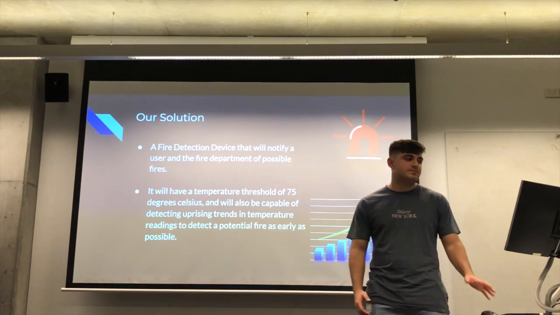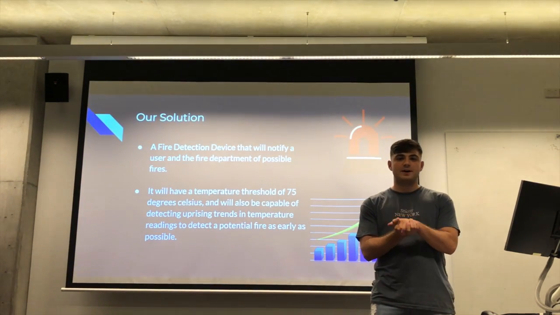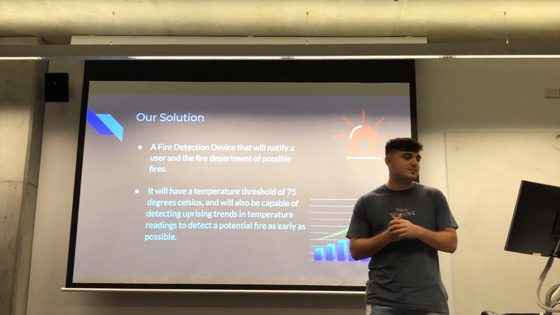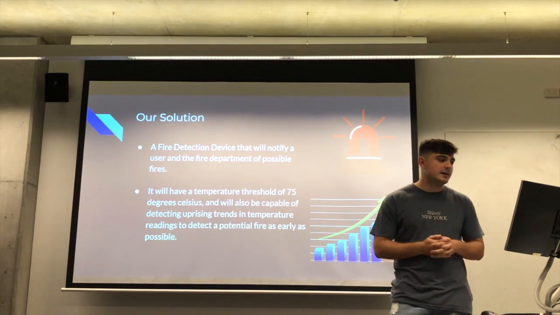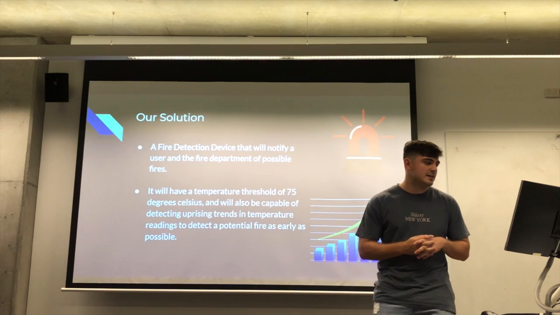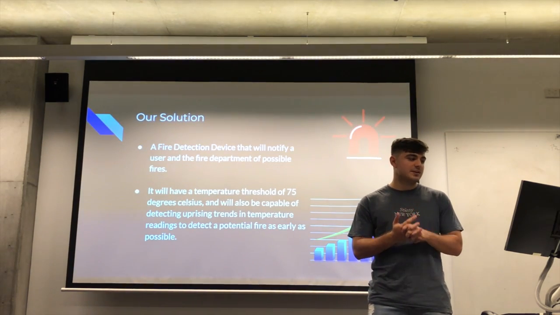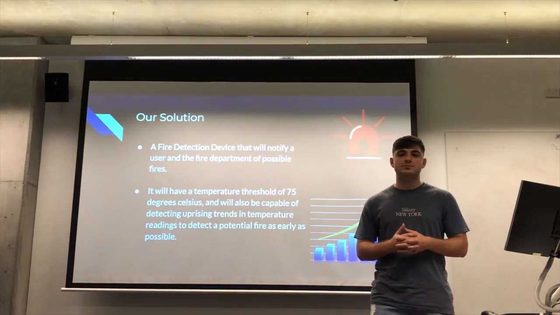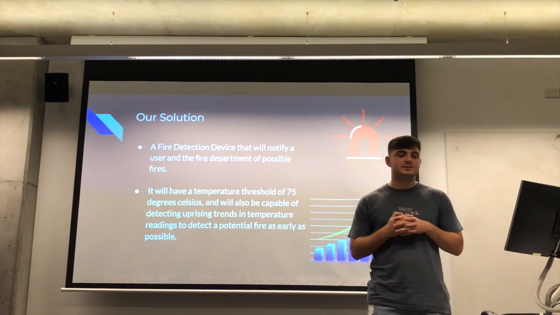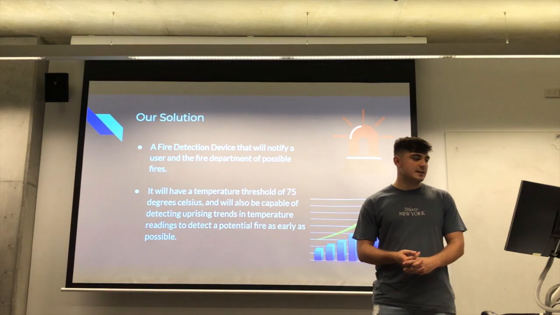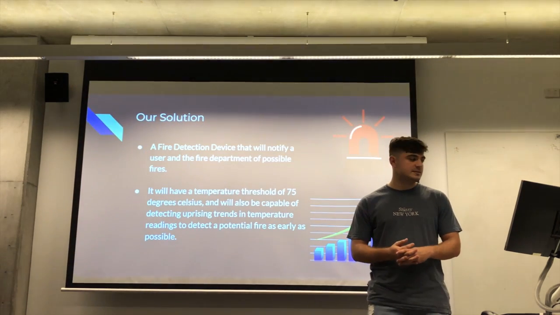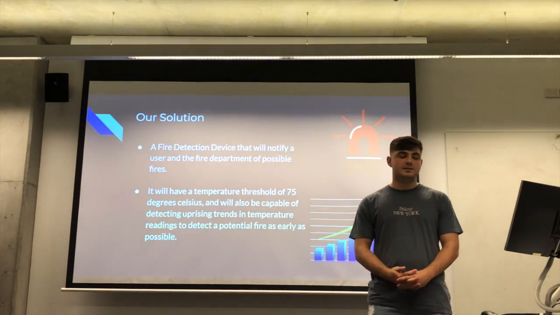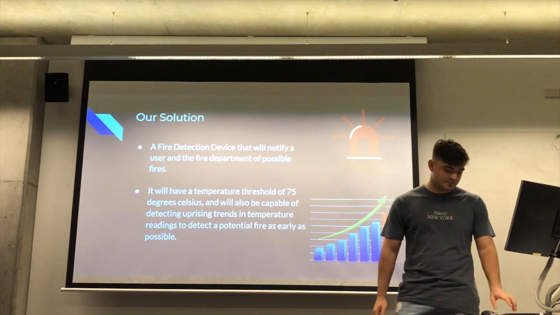Our solution. So our solution is a fire detection device that will notify a user and the fire departments of possible fires. It will have a temperature threshold of 75 degrees Celsius and will also be capable of detecting uprising trends in temperature readings to detect the potential fire as early as possible.